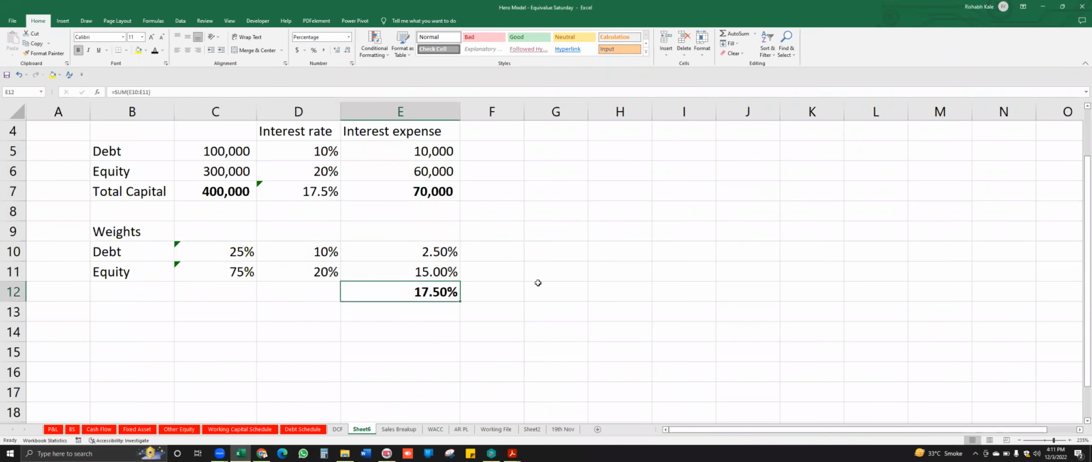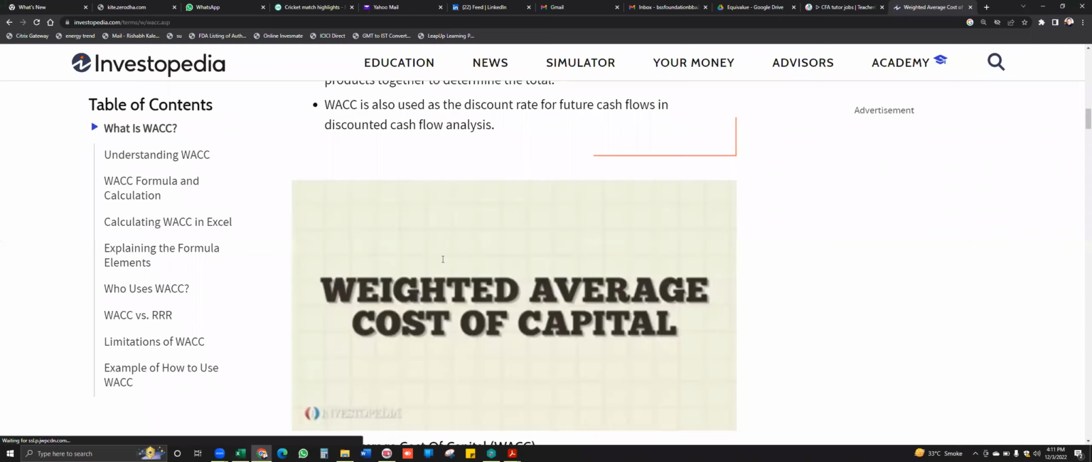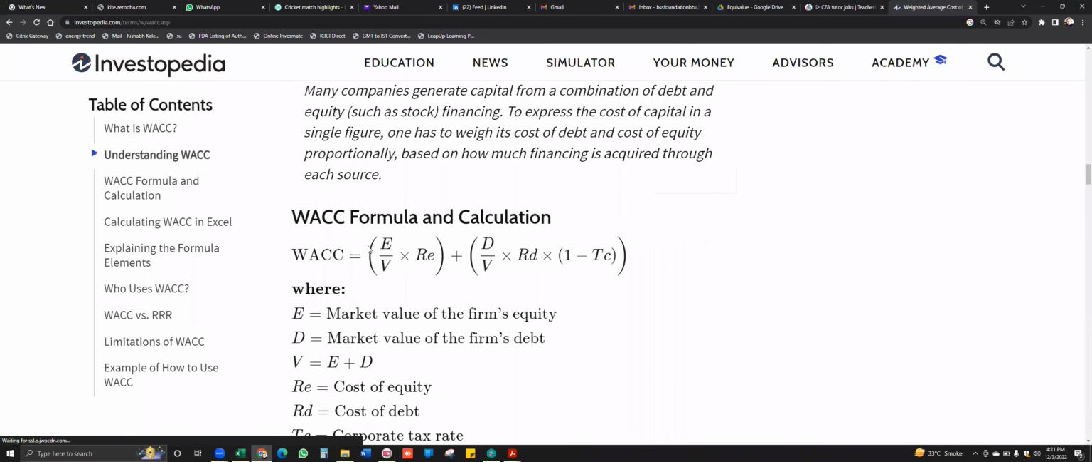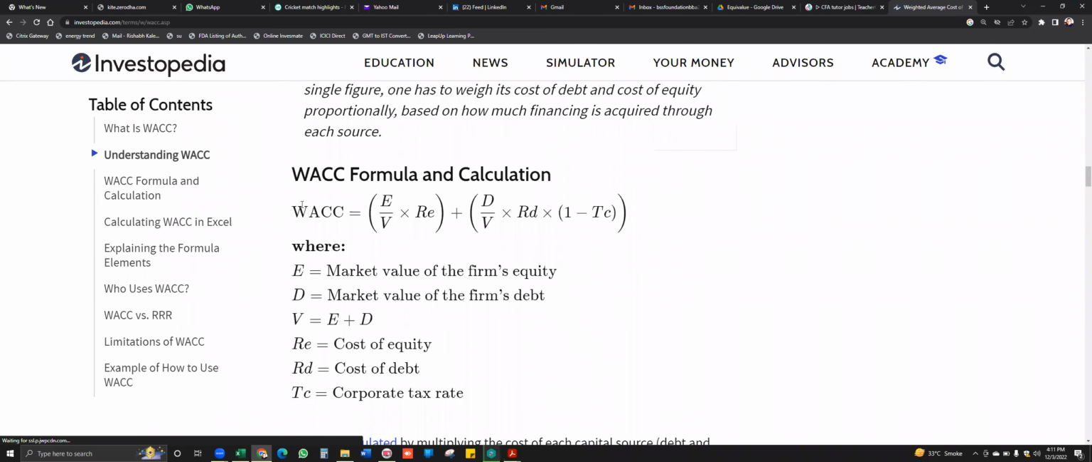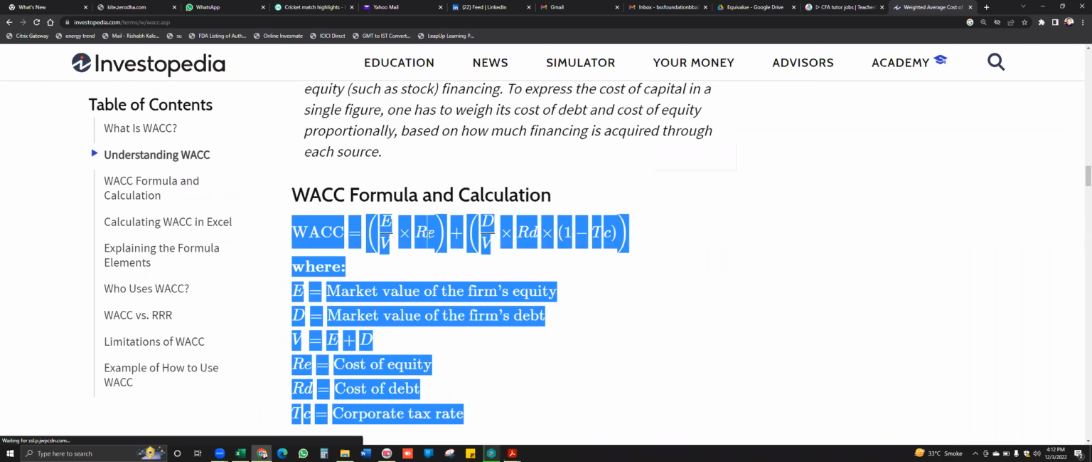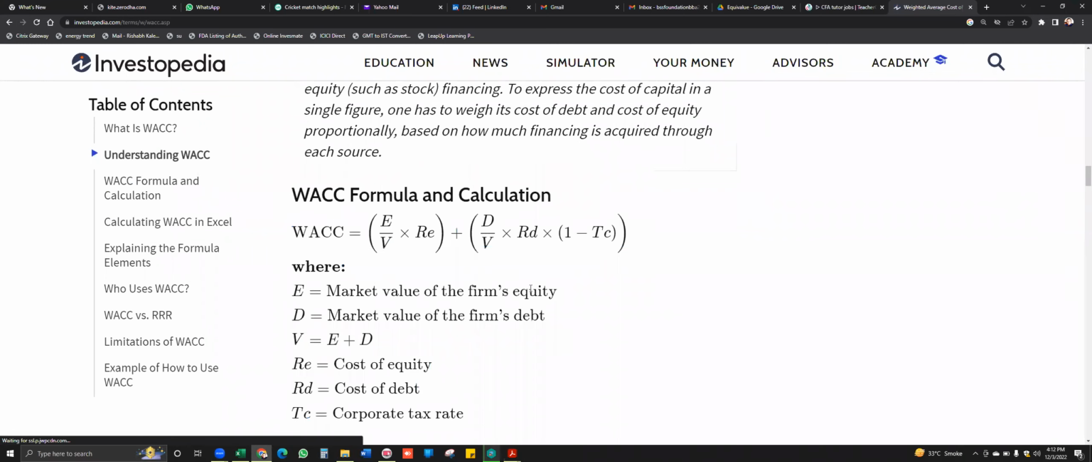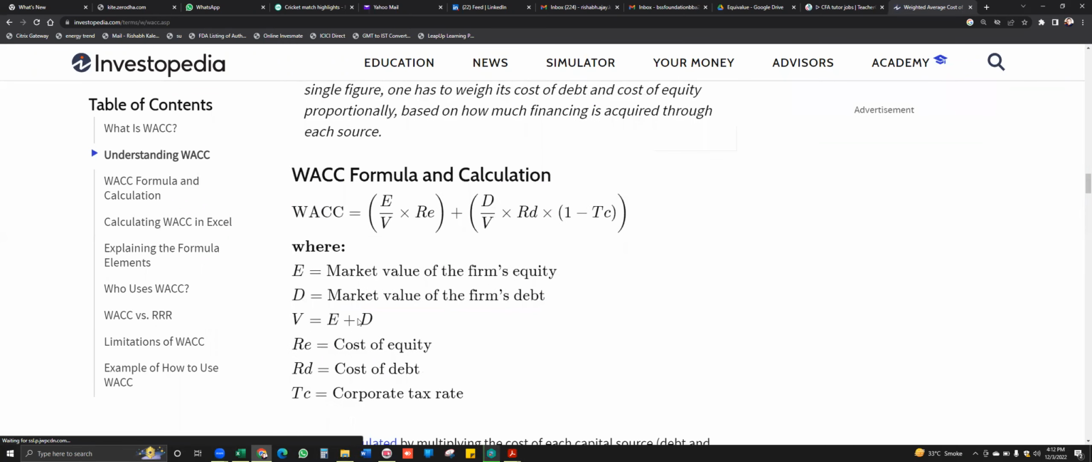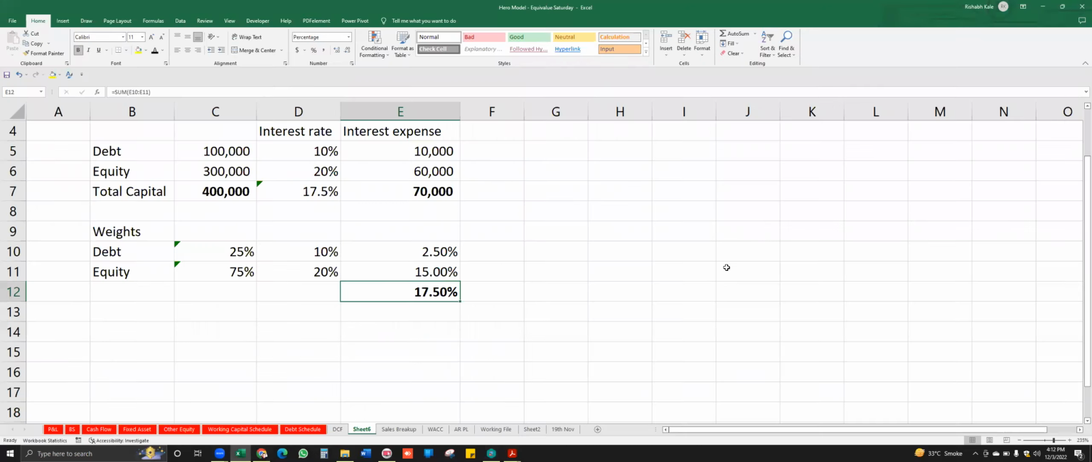This is the formula, right? Weights. You have a formula over here. You see, this is the formula. Even in books, CFA books, it is given this way. E is the market value of equity, D is the market value of debt, V is equal to E plus D. Re is the cost of equity, Rd is the cost of debt, tax rate, etc.